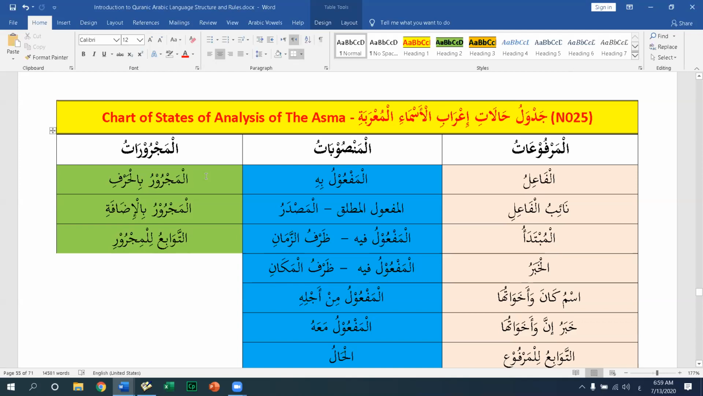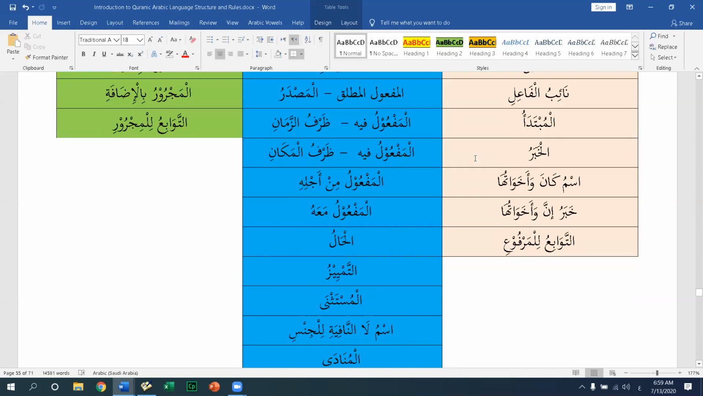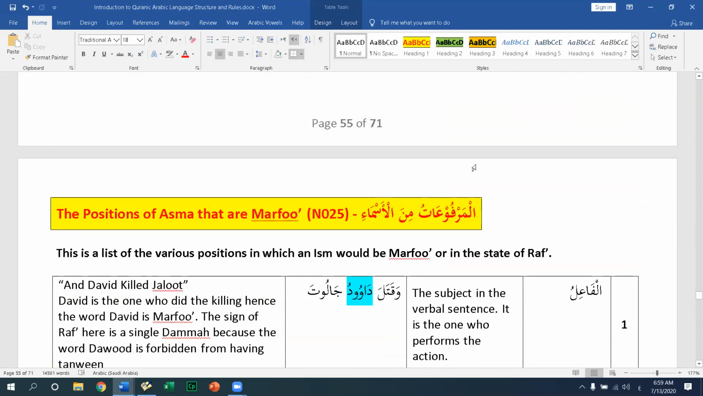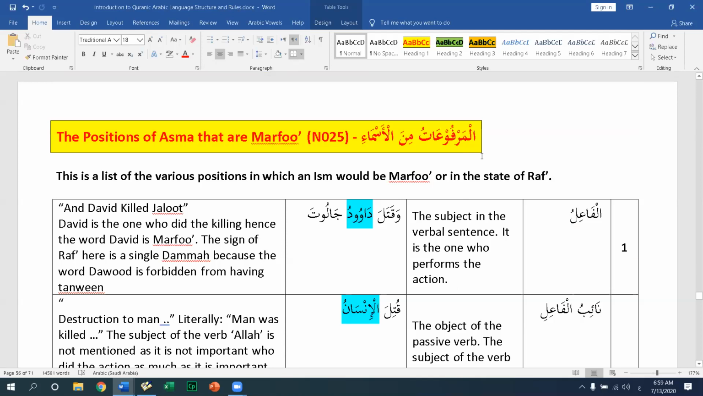For jar, there are two more situations where a word would be مجرور: if حرف الجر is in front of it, or if it's مضاف إليه. المجرور بالإضافة. المضاف إليه. So this is a quick chart of the states of analysis of the asma, and then we'll go ahead and launch into it.